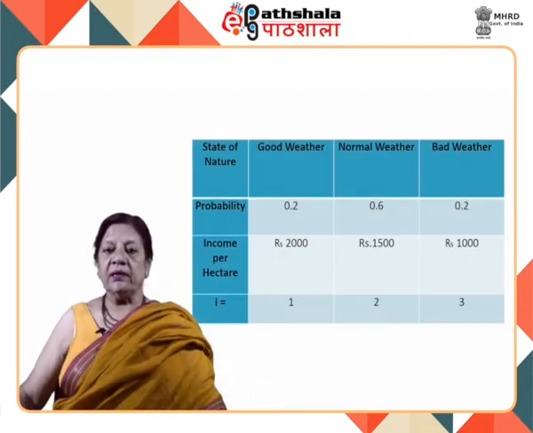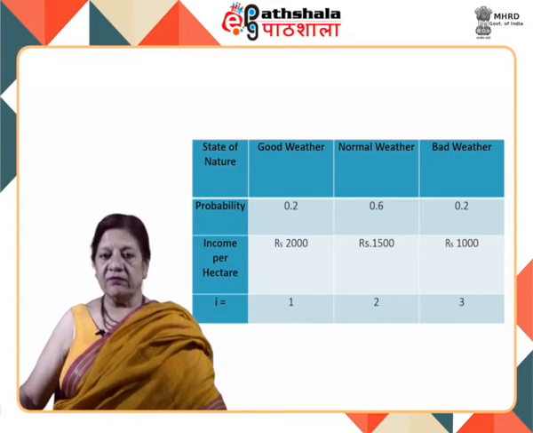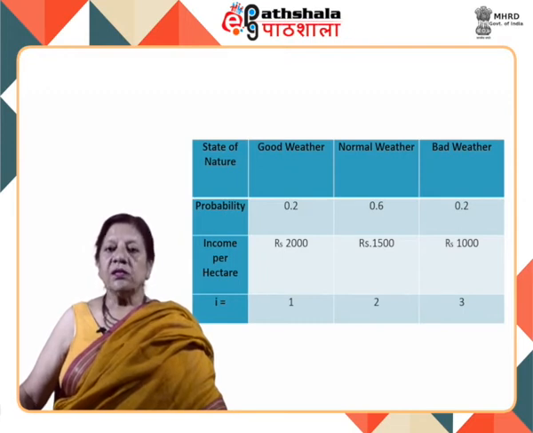This can be compared with another prospect involving another crop, which is outlined in this table. State of nature: good weather, normal weather, bad weather. Probability for each one of them is 0.2, 0.6, 0.2. Income per hectare for each one of these is rupees 2000, rupees 1500 and rupees 1000.